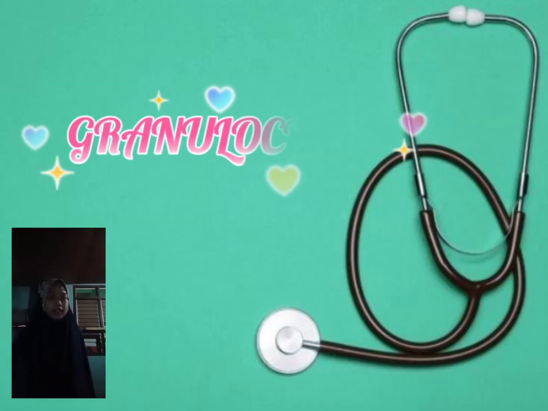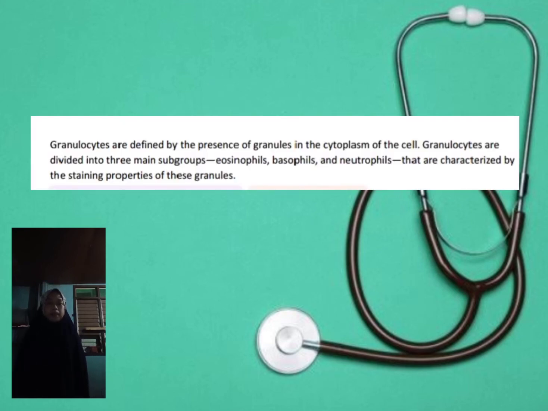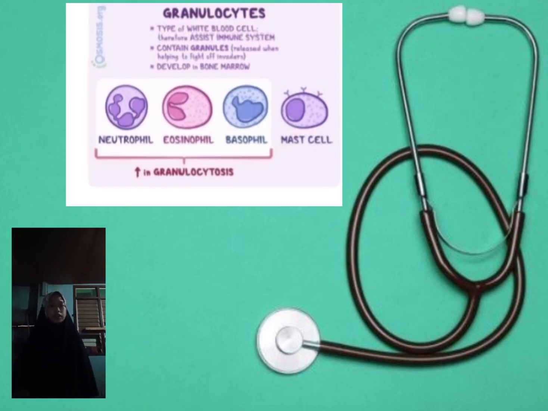For the granulocytes, they are defined by the presence of granules in the cytoplasm of the cell. Granulocytes are divided into three main subgroups, which are the eosinophils, basophils, and neutrophils, that are characterized by the staining properties of these granules. A type of immune cell that has granules, the small particles with enzymes that are released during infections, allergic reactions, and asthma.